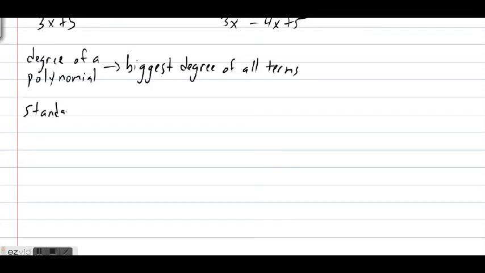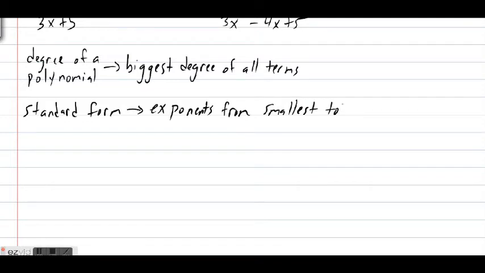And then standard form. Standard form just means we're looking at the exponents from smallest to biggest. Oh, excuse me, I apologize. It's from biggest to smallest. Excuse me for that. The exponent is from biggest to smallest. So we look at the biggest exponent and you work your way down to the smallest exponent.